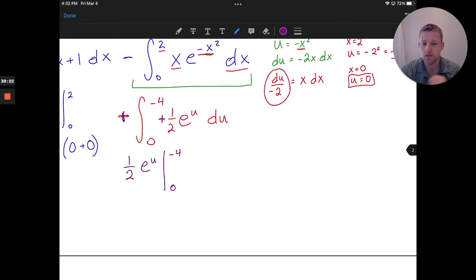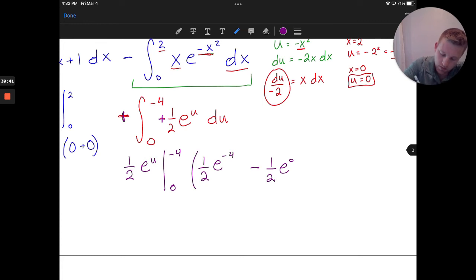All right, and let's go ahead and evaluate this function here to finish it up. So we'll have 1/2, and then we'll have e raised to the negative 4 first, and then subtract 1/2 e raised to the 0, and e raised to the 0 is for us just going to be 1, so this term just goes to 1, times 1/2.